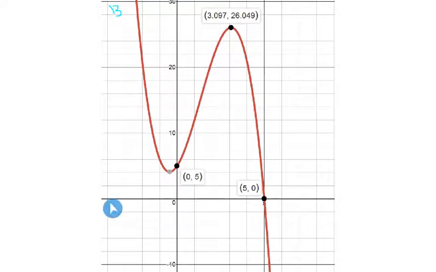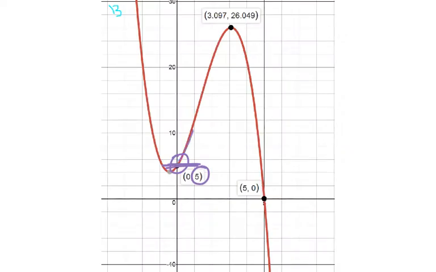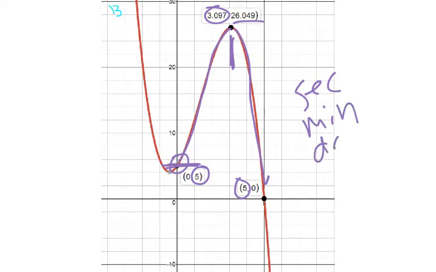There's the x-axis, there's our y-axis. Our y-intercept is right there, which tells us when we start timing, we have 5 whatevers, I don't know, parts per billion, whatever you want to call it, of the chemical in the soil. Then there's more and more chemical till about 3 minutes, days, years, I don't know what the X stands for. There's 26 of whatever in the soil. Then it starts to decay until we get to 5, I don't know, seconds, minutes, days, hours, years. It doesn't really tell us, but there's our answer.